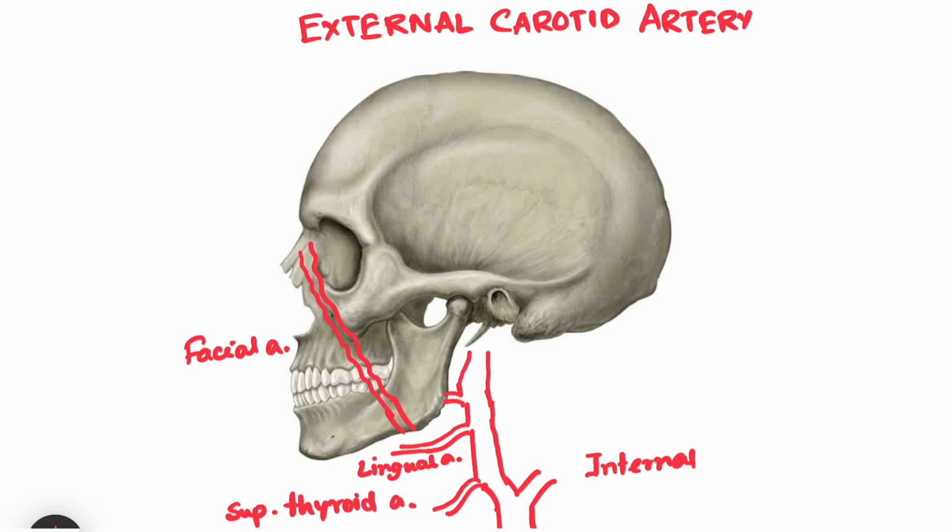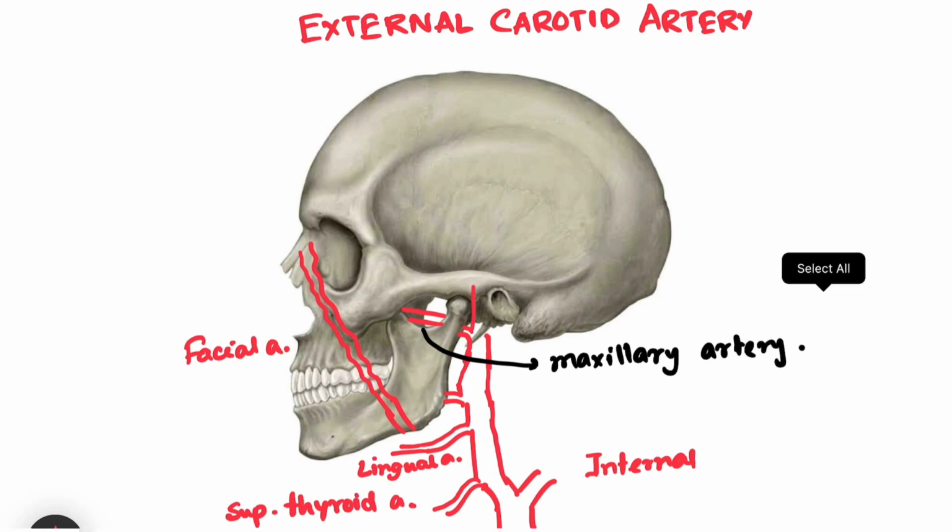and just behind the ramus of the mandible it gives off another branch over here which goes in. This branch goes directly inside, and this branch is known as the maxillary artery. This branch over here is known as the maxillary artery. Then this maxillary artery forms the terminal branch which is known as the superficial temporal artery. This is known as the superficial temporal artery.